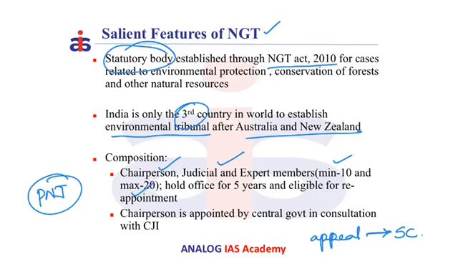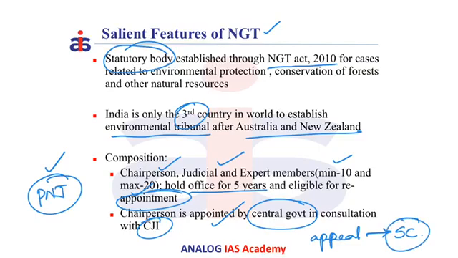These persons hold office for a period of 5 years from the date they assume the office and are also eligible for reappointment. The chairperson is appointed by the central government in consultation with the Chief Justice of India. The point to be noted here is the NGT does not abide by the Civil Procedure Code, rather it is guided by the principles of natural justice. And also the decisions of the NGT can be appealed only in the Supreme Court of India and not any other court.